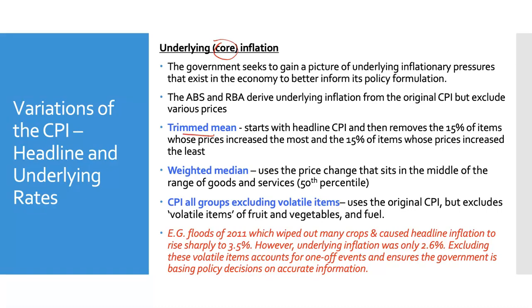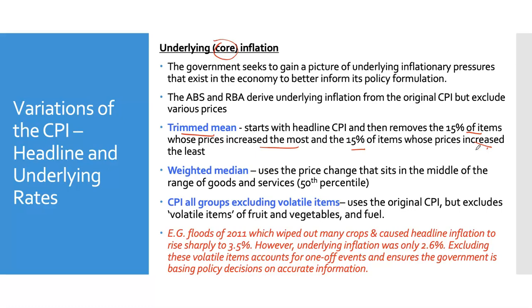Sometimes they might do something called the trimmed mean inflation, where they look at the headline CPI, but they remove the 15% of the items that have increased the most in prices and the 15% of the items that have increased the least. So removing the outliers from each end, I guess the logic being that particularly the ones that have increased the most, unless it's a genuine necessity, people won't buy them as much.